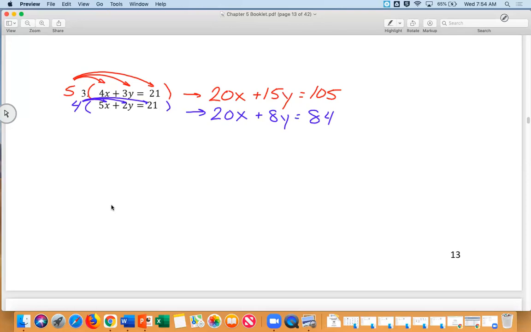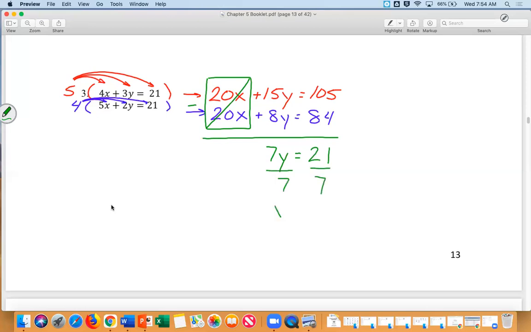Here we have the x's that are the same, so we're going to go ahead and subtract. 20x minus 20x, they cancel. 15y minus 8y, that's 7y. 105 minus 84 looks like it's going to be 21. And then I divide by 7, and I get y equals 3. Is everybody with me?